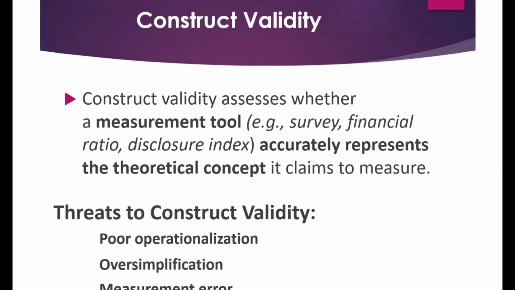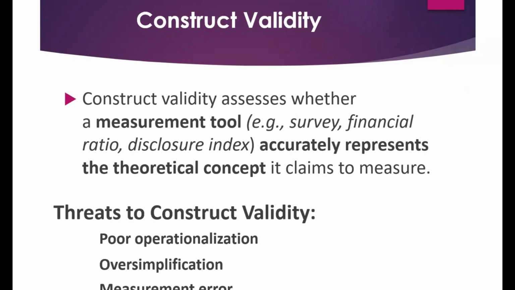But before I get into the other sections of Chapter 4, I want to explain to you construct validity, internal validity, and external validity, because it's very important that you have this information in your research. So what is construct validity? Construct validity assesses whether a measurement tool such as a survey or financial ratio or disclosure index accurately represents the theoretical concept it claims to measure.